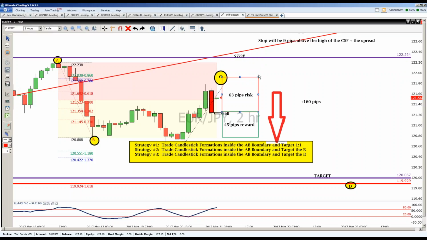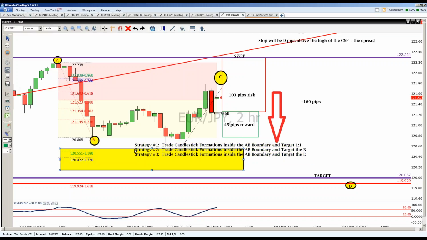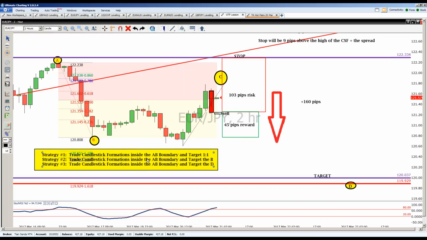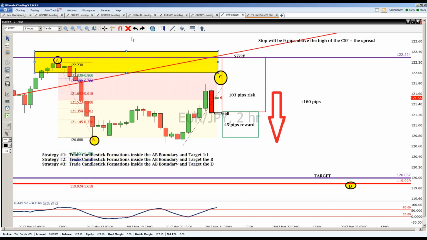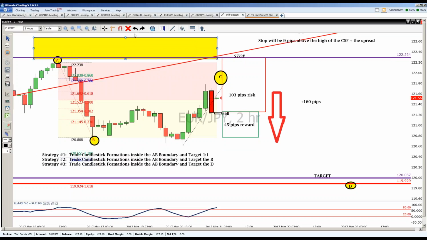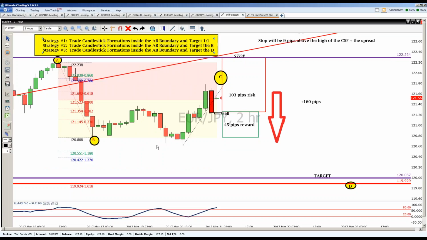So I am risking so many pips, that would be 103 pips. And now I'm going to target 10 pips above the D extension. There we go. So that will be 103 pips risk for 125 pips reward.